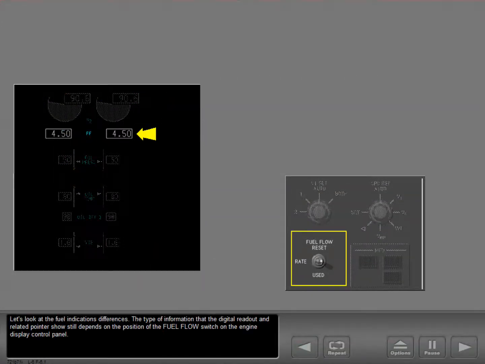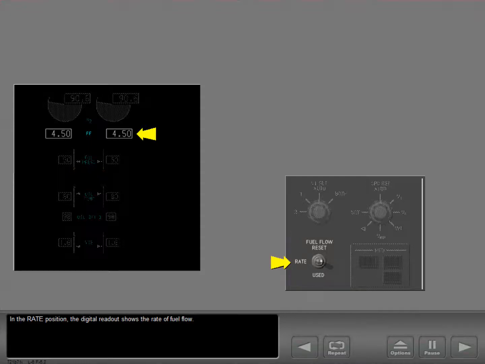Let's look at the fuel indication differences. The type of information that the digital readout and related pointer show still depends on the position of the fuel flow switch on the engine display control panel. In the rate position, the digital readout shows the rate of fuel flow.